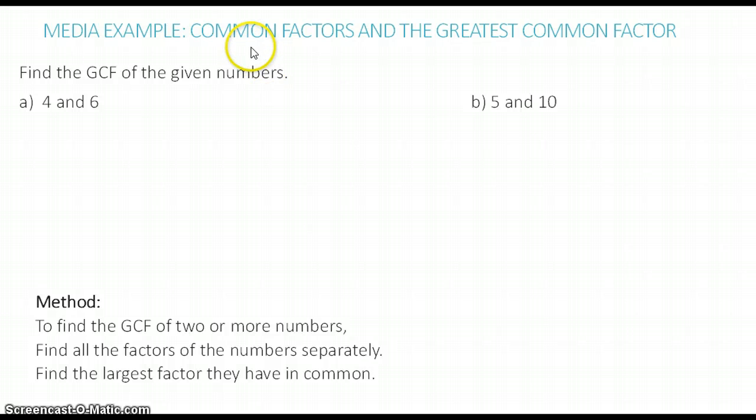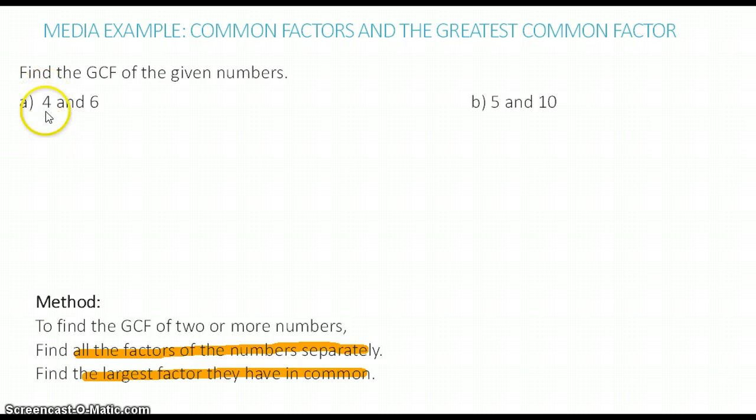In this example, we'll continue with common factors and the greatest common factor using the method that was discussed in the book. So find the greatest common factor of the given numbers. The method was to find the GCF of two or more numbers, find all the factors of the numbers separately, and then find the largest factor they have in common.